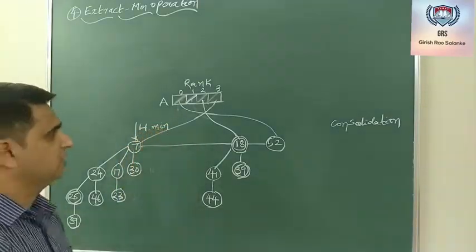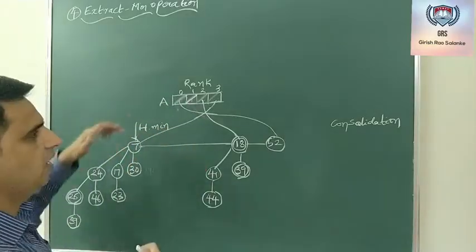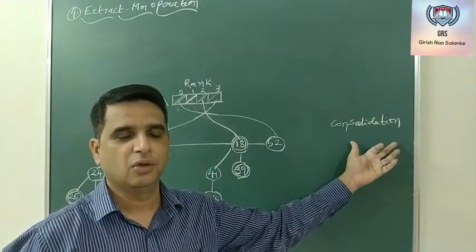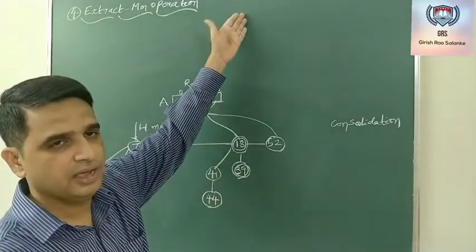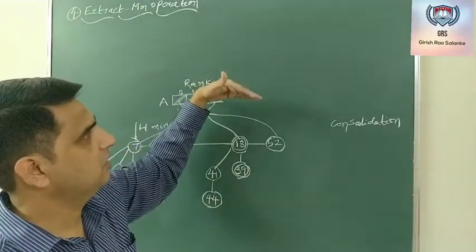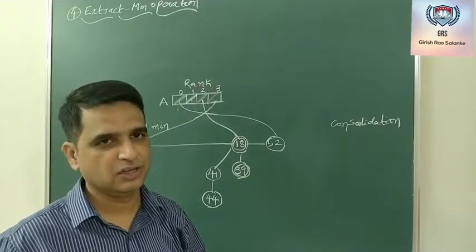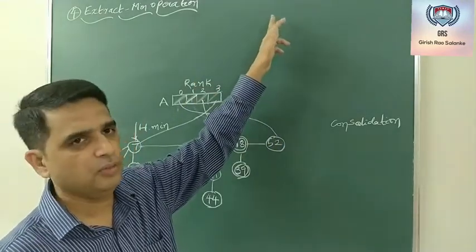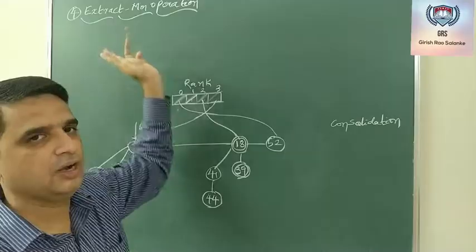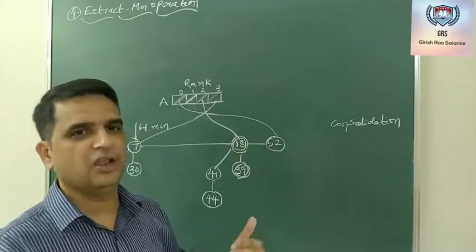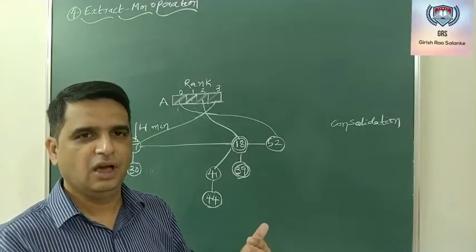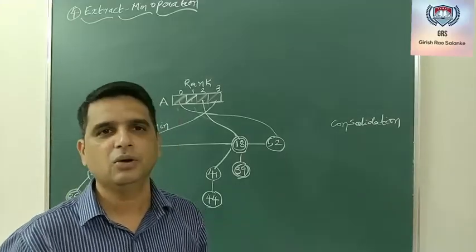Now note that this entire process is called consolidation. Now what was the first step? First step, if you remember, I used to delete h dot min, and all the children of h dot min were added to the root list. And then h dot min was pointing to the next node. If it is the only node in the root list, then h dot min was pointing to null.